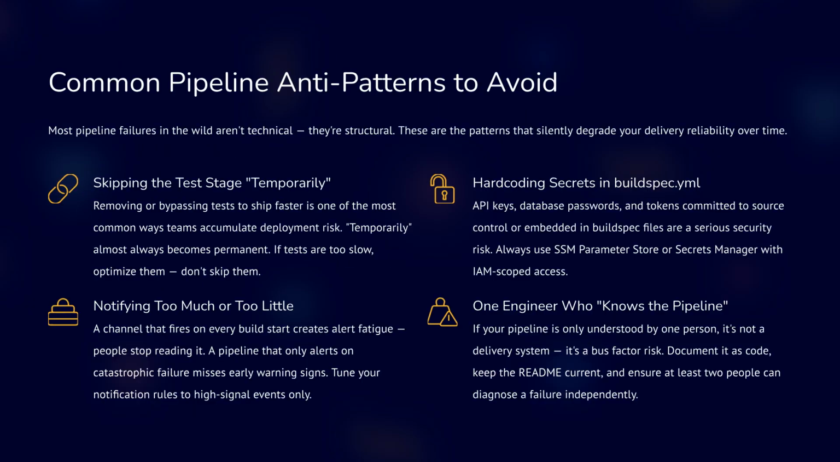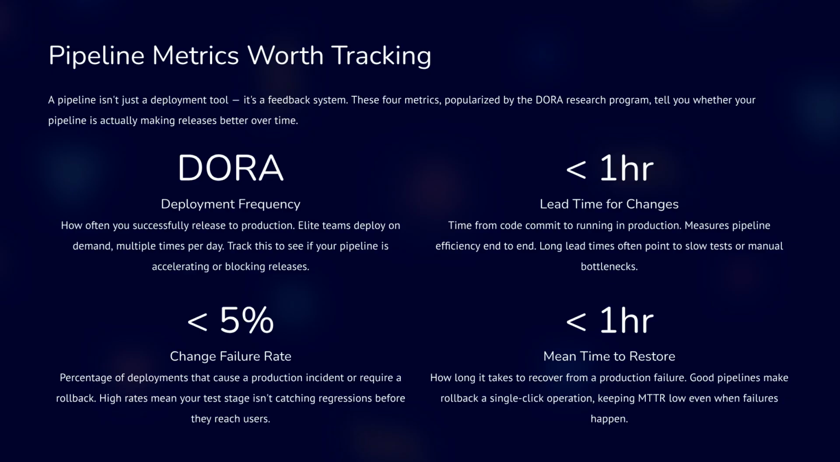Avoid anti-patterns like skipping the test stage, hard-coding secrets in buildspec.yml, improper notification throttling, and relying on only one person to understand the pipeline structure. The 4 DORA metrics tell you if your pipeline improves delivery over time. Track deployment frequency, lead time for changes, change failure rate, and mean time to restore to measure success.